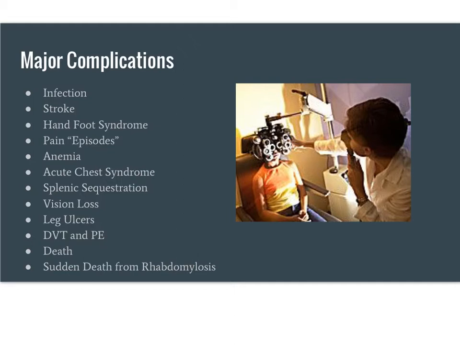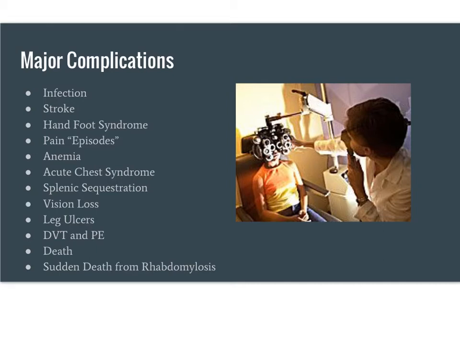Stroke may occur if occlusions build up in the small vessels of the brain, causing ischemia to parts of the brain. Hand and foot syndrome may also occur as a result of occlusion of small vessels that results in painful swelling of the hands and feet that is also associated with fever. Pain episodes may occur as tissues fail to receive adequate oxygen or blood vessels are occluded. Anemia results as the sickled cells die off more quickly than normal cells.